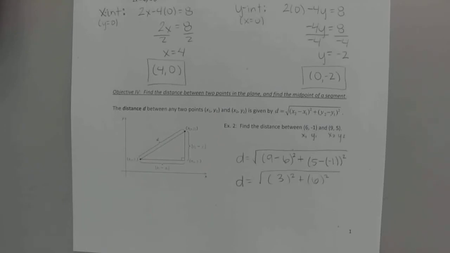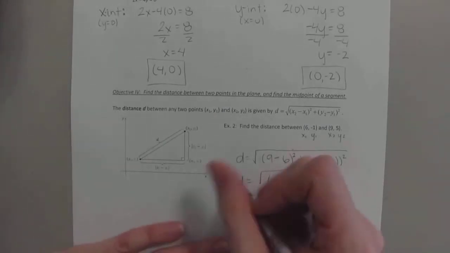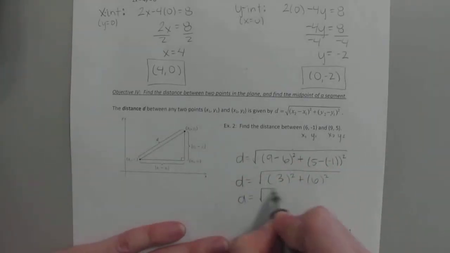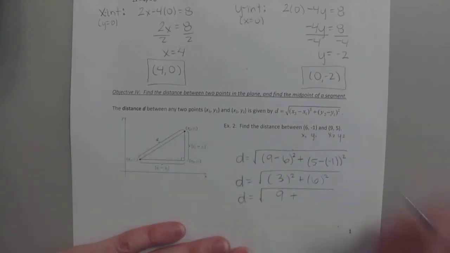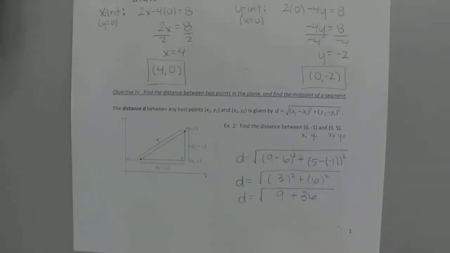We're going to add them together. Not yet. Oh, you have to square it, right? So remember, we're going to do the squaring first. So we're going to have d equals, keep the square root there. What's 3 squared? 9. What's 6 squared? 36.